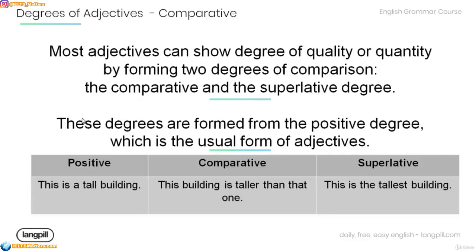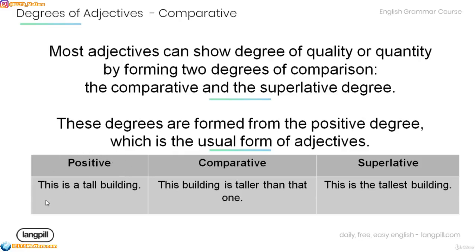Now, most adjectives can show degree of quality or quantity by forming two degrees of comparison, the comparative and the superlative. Now, these degrees are formed from the positive degree, which is the usual form of adjectives. Have a look at the examples below. Let's start with the positive degree.